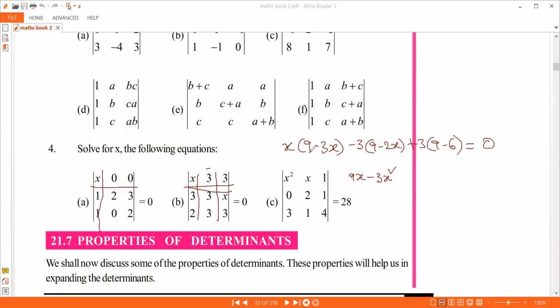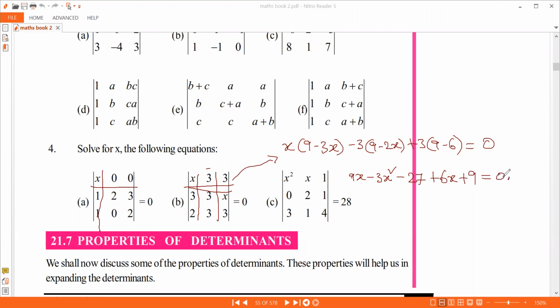So 9x minus 3x square. This one is minus 27. Minus into minus is plus 6x, right? And now this is plus 3 into 27. That is, this is 3 into 3. That is 9. 9 minus 6, that is 3. 3 times 3 is 9.